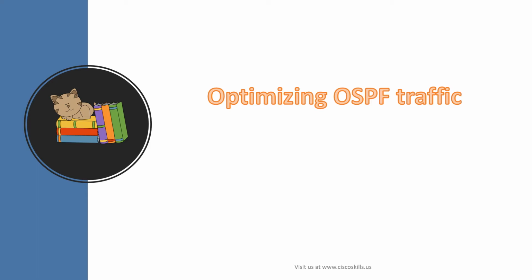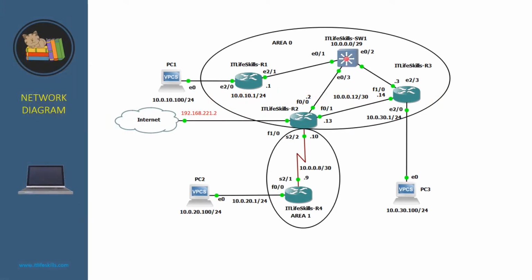In this lesson, we will learn about configuring passive interface and default route to optimize OSPF traffic. As you know, to allow OSPF to learn about the network, we must enable OSPF on all the interfaces, including the interfaces connected to the local networks.